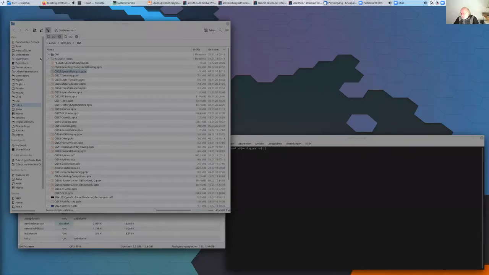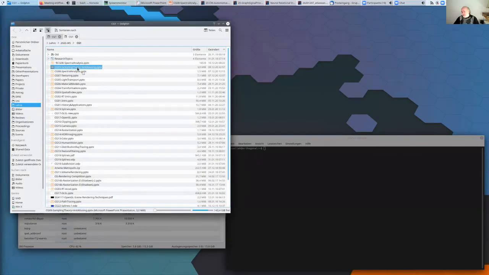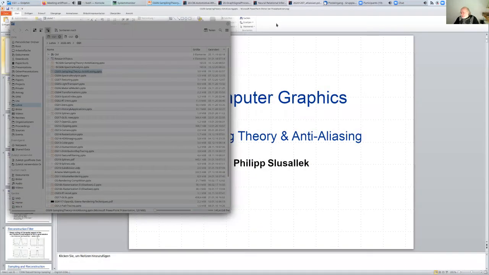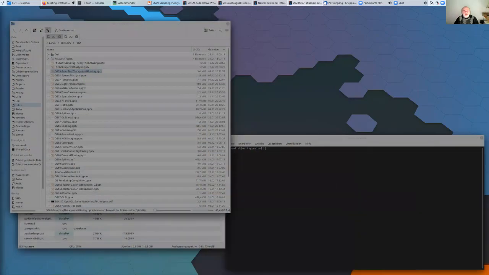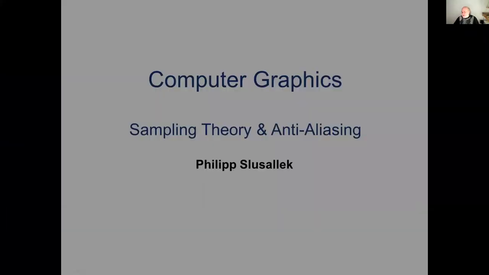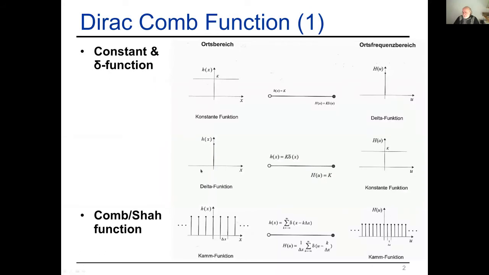Okay, so with this, let's switch to our slides from today. Let me move this over here and show you the slides. So now things become more interesting. We'll look at sampling theory, and we need all of the machinery we've just created for doing this.